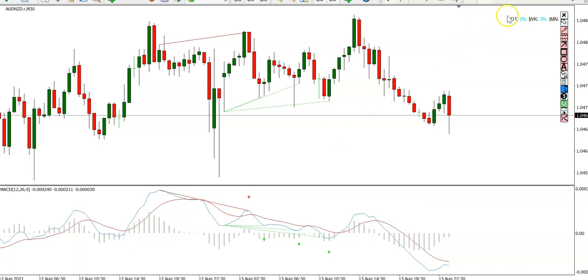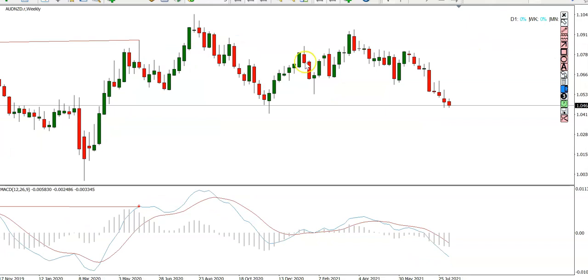Okay, so let's get into the trade setup. It is on the Aussie Kiwi. Okay, and I'm going to start off in the weekly charts.